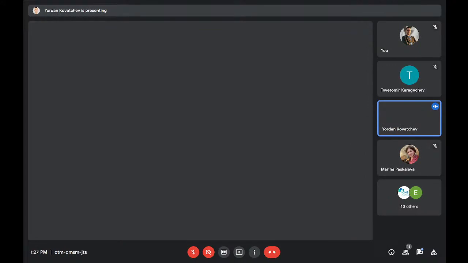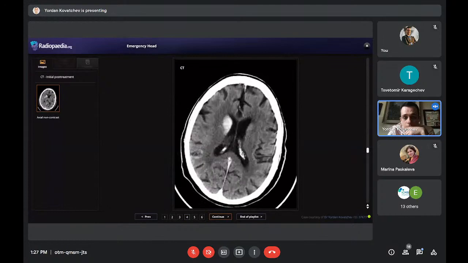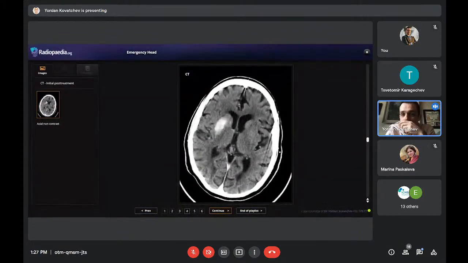And this is what I saw, and I asked Dr. Karagechev, who was next to me, and I said, wow, there is a huge intraparenchymal hematoma. What do I do now? I called one of our colleagues who's an interventional radiologist, because in these cases, you need to start thinking a little bit, and I had no experience with that. It's fine that you don't know something, but I had no experience with that.